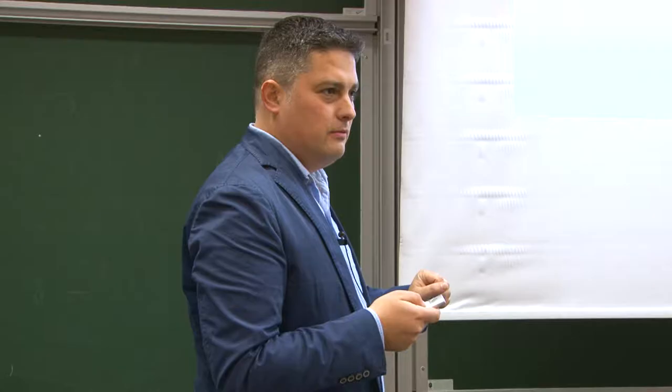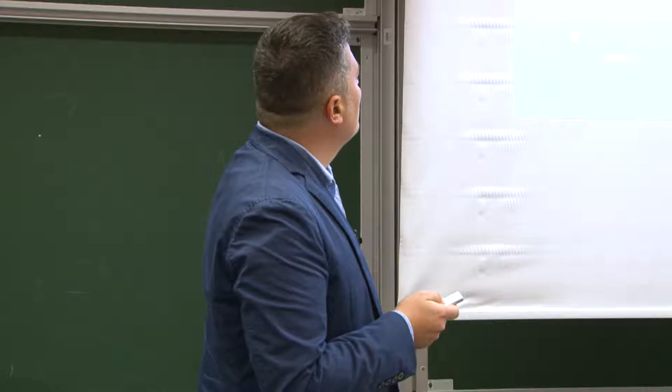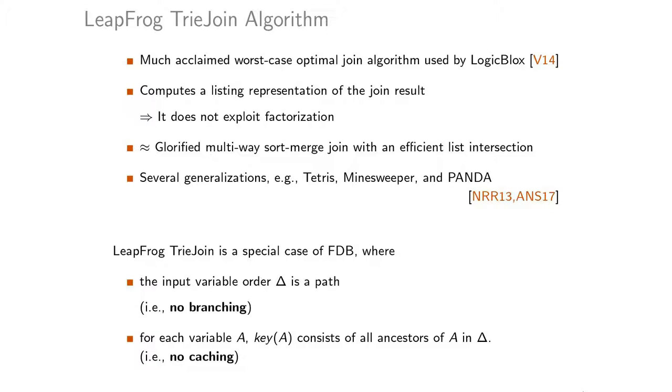Okay. So this is something I already went over, right? You need essentially an intersection to be done very efficiently, and the remaining operations are just lookups. So let me first explain this algorithm, which is the one where we want the listing representation at the end, or we don't want any sort of compression. And there it should be clear.